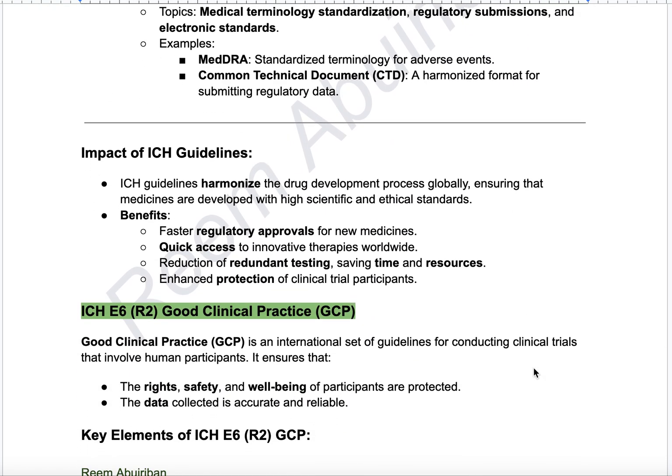Impact of ICH guidelines. ICH guidelines harmonize the drug development process globally, ensuring that medicines are developed with high scientific and ethical standards. What are the benefits? Faster regulatory approvals for new medicines, quicker access to innovative therapies worldwide, reduction of redundant testing, saving time and resources, and enhanced protection of clinical trial participants.